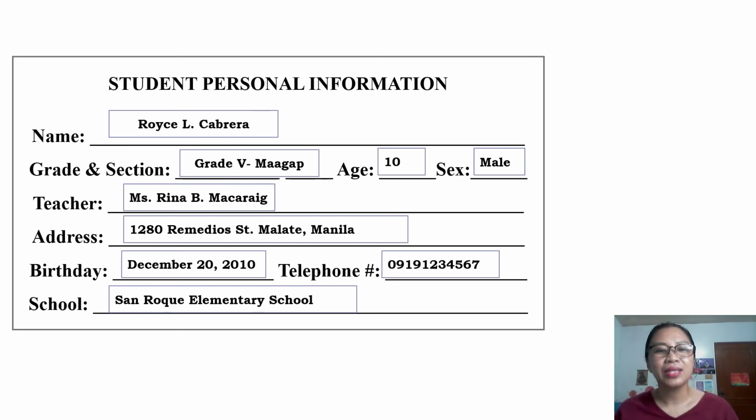Yes. So, if you are all correct, if the data that you have given here are all correct, give yourself 5 claps. Again, 5 claps. Let's clap together. 1, 2, 3, 4, 5. Very good. You are all so amazing. You are all excellent. You are all my excellent pupils. And let's go to the next activity.